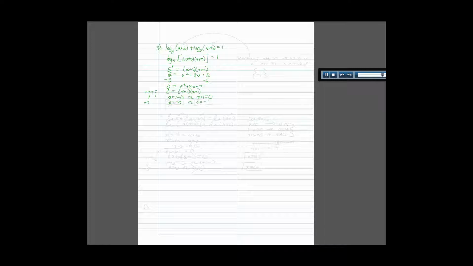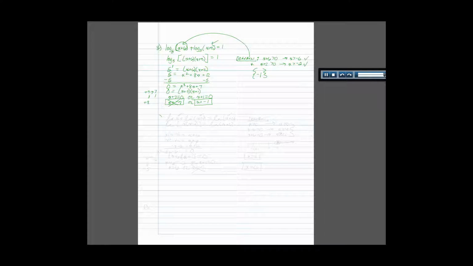But let's look at domain. We know that the domain, what we're taking the log of, must be greater than 0. So x plus 6 must be greater than 0, and we know that x plus 2 must be greater than 0. Well, this gives me x must be greater than negative 6, and this gives me x must be greater than negative 2. Well, let's look at the answers we got. Is negative 7 greater than negative 6? No. Is negative 1 greater than negative 6? Yes. Is it greater than negative 2? Yes. So I end up with just one solution. And you can plug it in and check it on your calculator, and it will work.